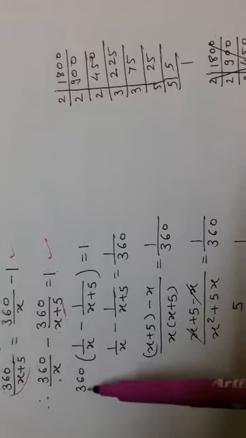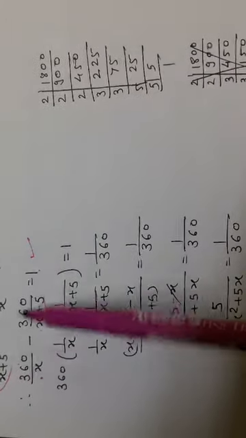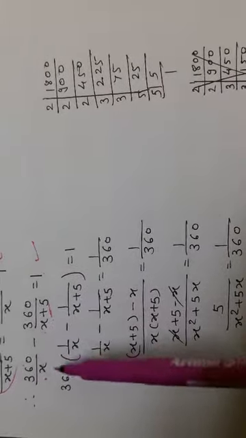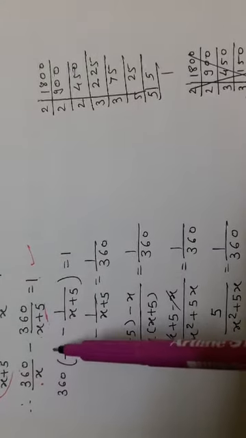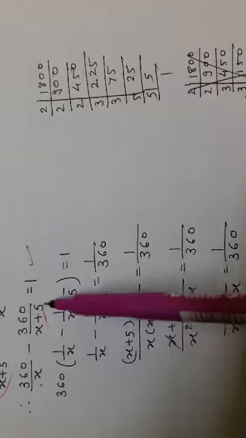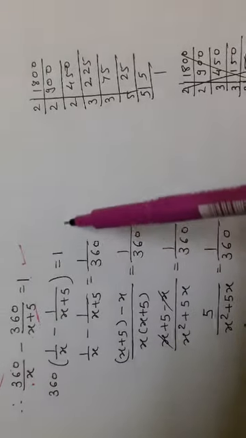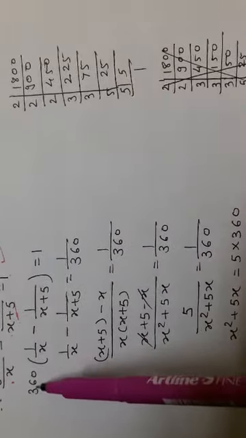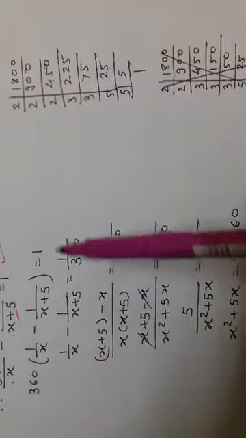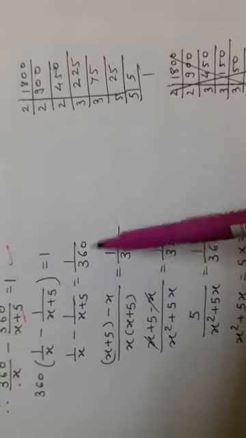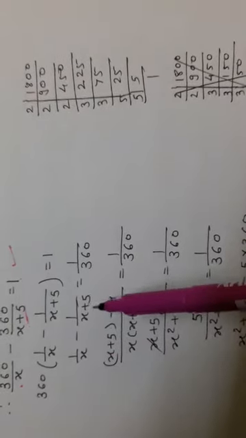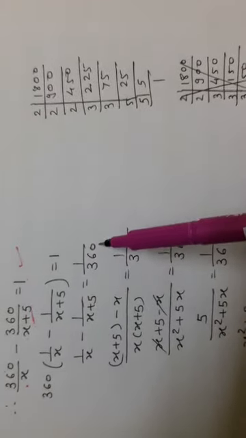Now, on the left hand side 360 is common in the numerators, so we have taken 360 out. What is left here? 1 upon x minus 1 upon x plus 5, which is equal to 1. Now this 360 multiplied, when it goes to the right hand side, becomes divided: 1 upon x minus 1 upon x plus 5 is equal to 1 upon 360.